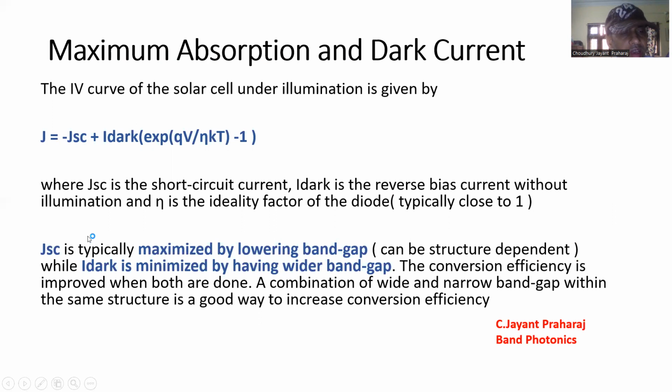And these requirements lead to some design constraints, as we'll see. Now, the short circuit current is typically maximized when you lower the band gap, because when you lower the band gap, then more of the solar energy can get absorbed from the valence band into the conduction band. And now this lowering of the band gap can be structure dependent because you can have material grading or band gap grading that may be required in this kind of structure.